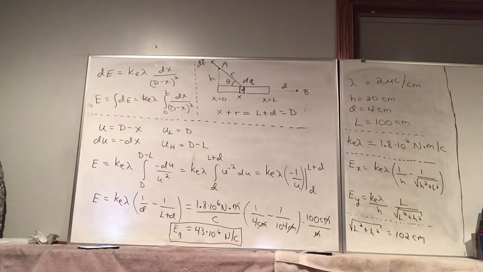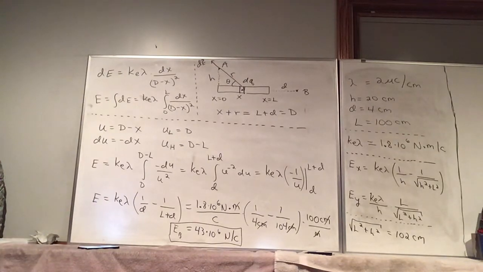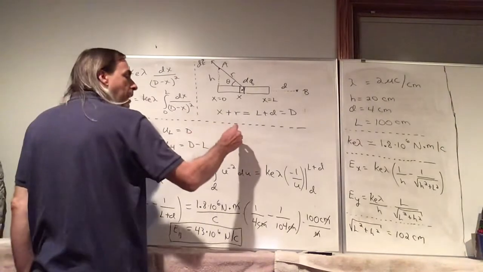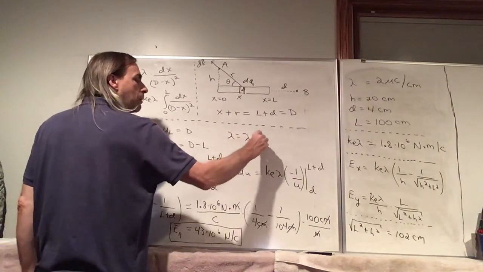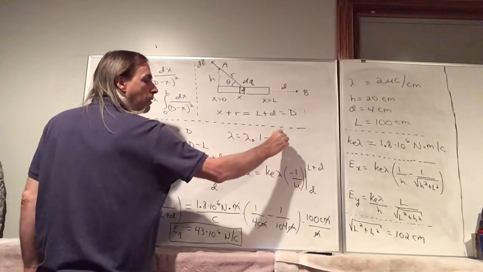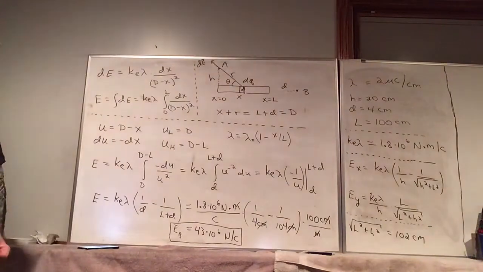All right, and again, pay attention to this last part we did. It'll be very similar to the homework. The only difference is that lambda is not going to be uniform. I'll even tell you what it's going to be. In the homework, lambda is going to be this. So we've got lambda naught times 1 minus x over L.